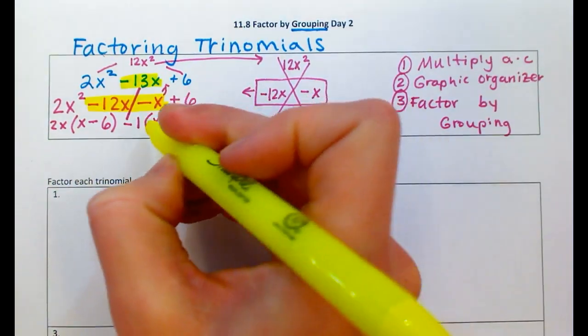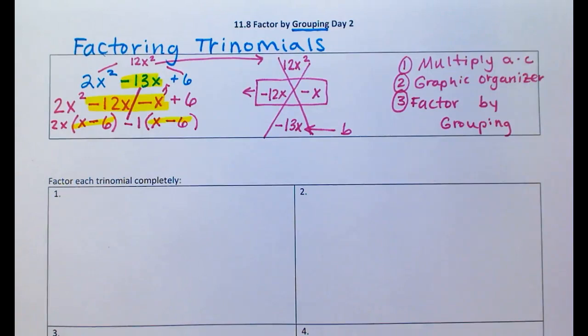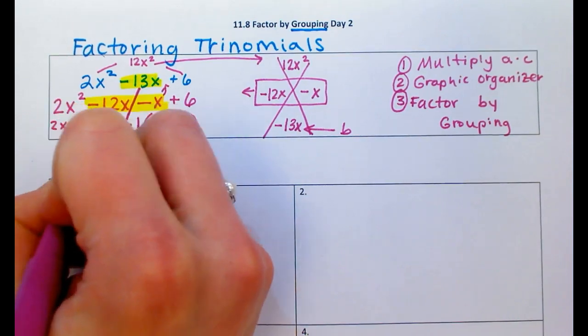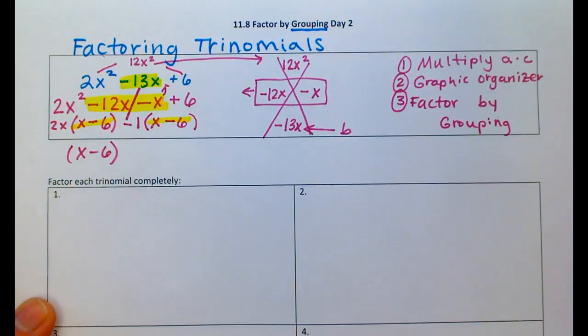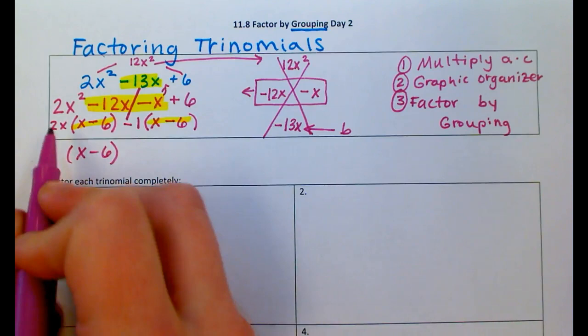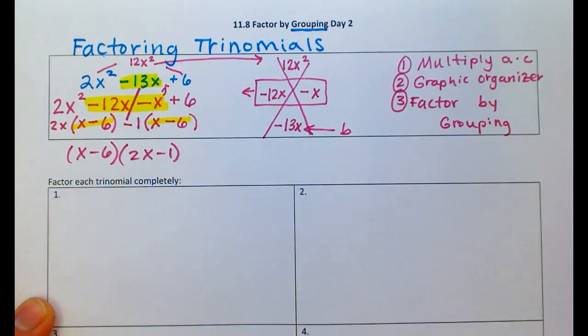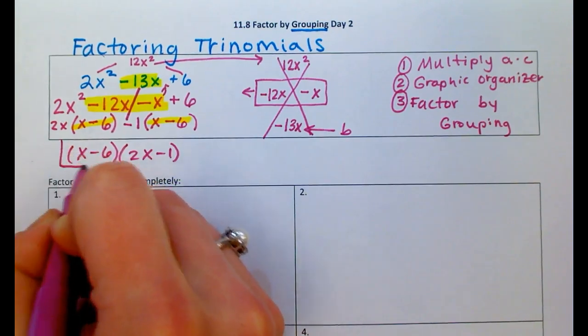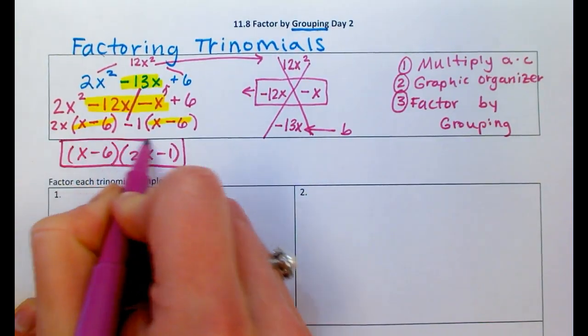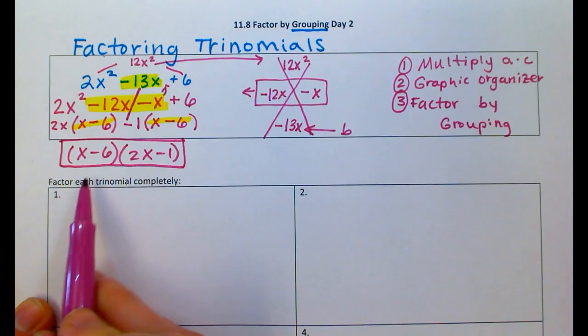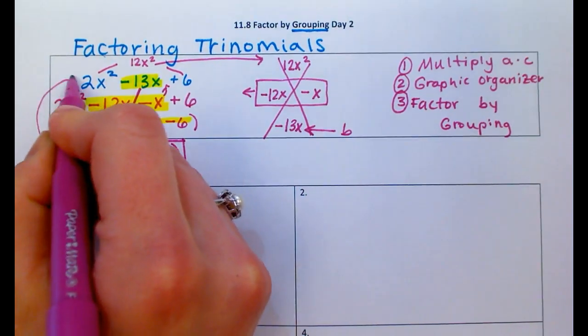This would factor out of here, leaving as x minus 6, flipping those signs as I factor out a negative. Now we are on the right track for factoring by grouping because we have found 2 things in the parentheses that are similar. I'm going to factor that out first and then write whatever is left over. My 2x minus 1 is my leftover. So x minus 6 times 2x minus 1 are my 2 factors for this trinomial.